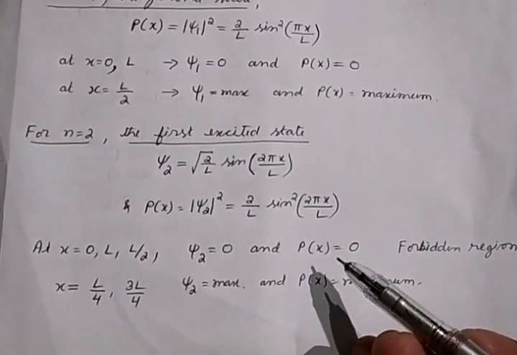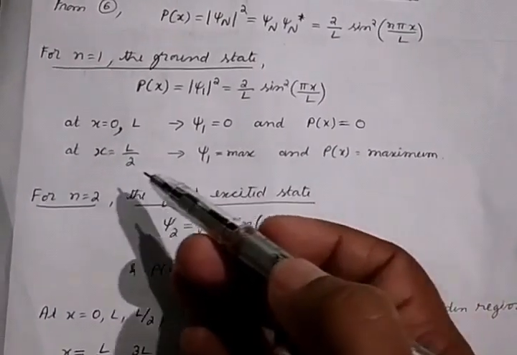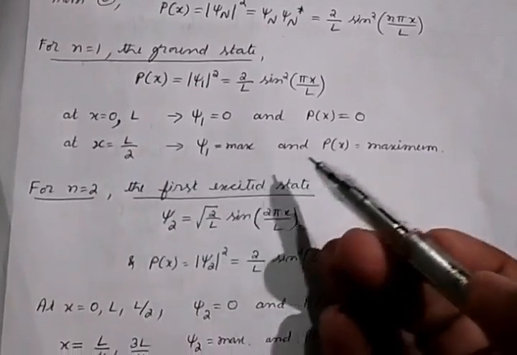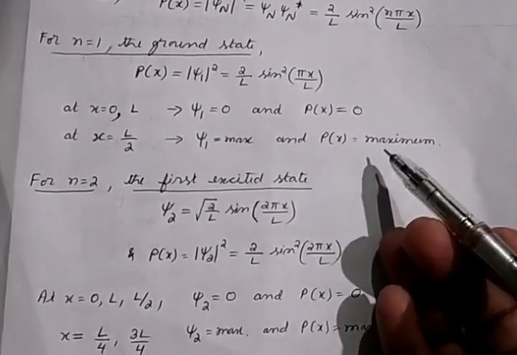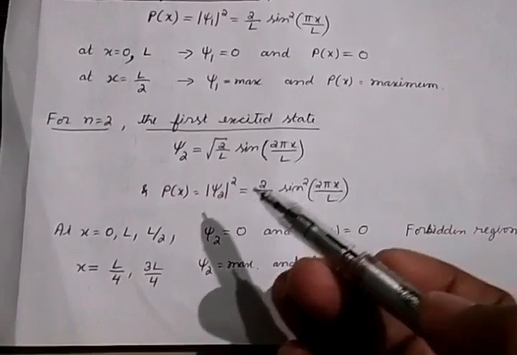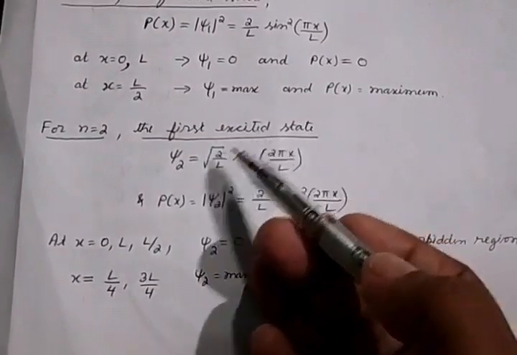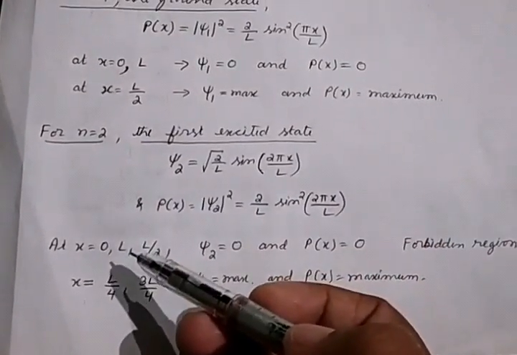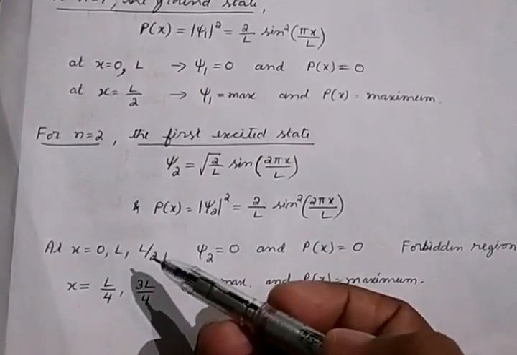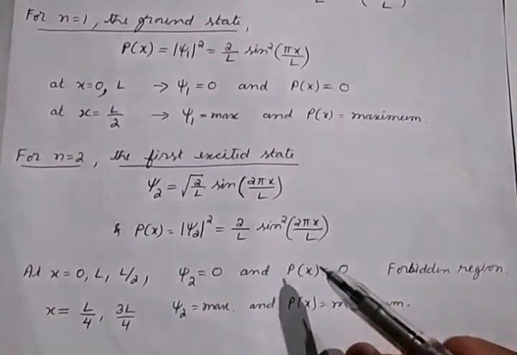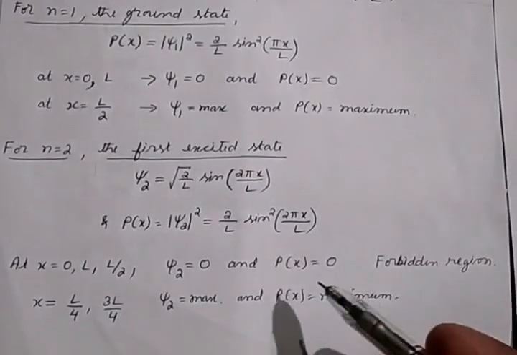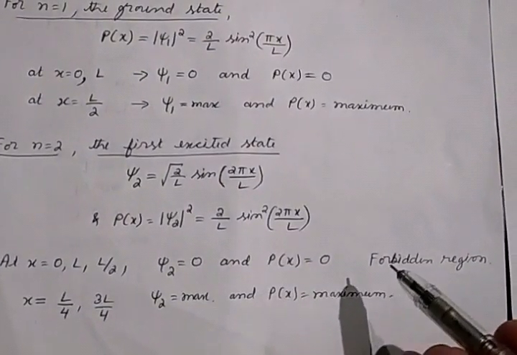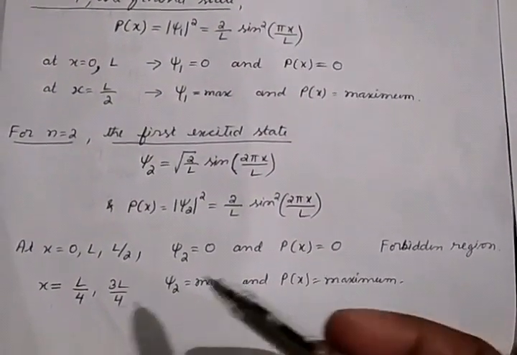So what we see here is that in the ground state, at x equal to L by 2, the probability of finding the particle is maximum. But when it comes to the first excited state, in this energy level the probability of finding the particle at the center is 0. That means the center becomes the forbidden region for the particle.